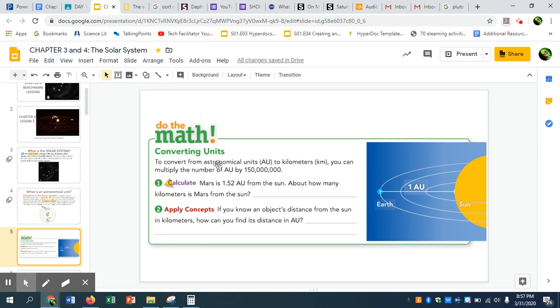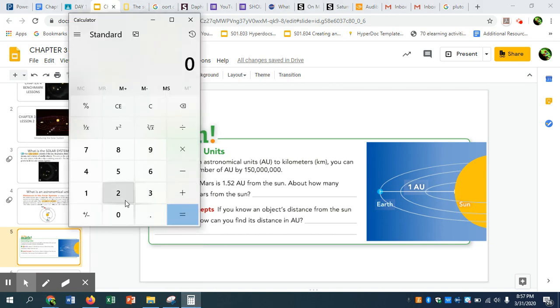So here the directions say you take your AUs and multiply by 150 million. Okay, I can't do that in my head. I'm going to do it over here with my handy calculator. I'm going to put in my 1.52, that's how many AUs Mars is from the sun, and multiply that by 150,000,000. The number we get is 228 million kilometers. So that's how far away Mars is from the sun. You could put that number right down here.